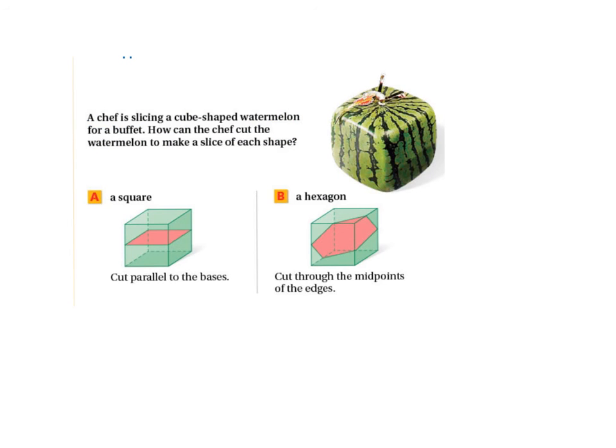Here we have a cube-shaped watermelon, and they're showing you that in example A, if you cut parallel to the base, you would have a square, and to create a hexagon, you'd have to cut through the midpoints of all the edges. You cut through the midpoints of all the edges, your cross section would be a hexagon.